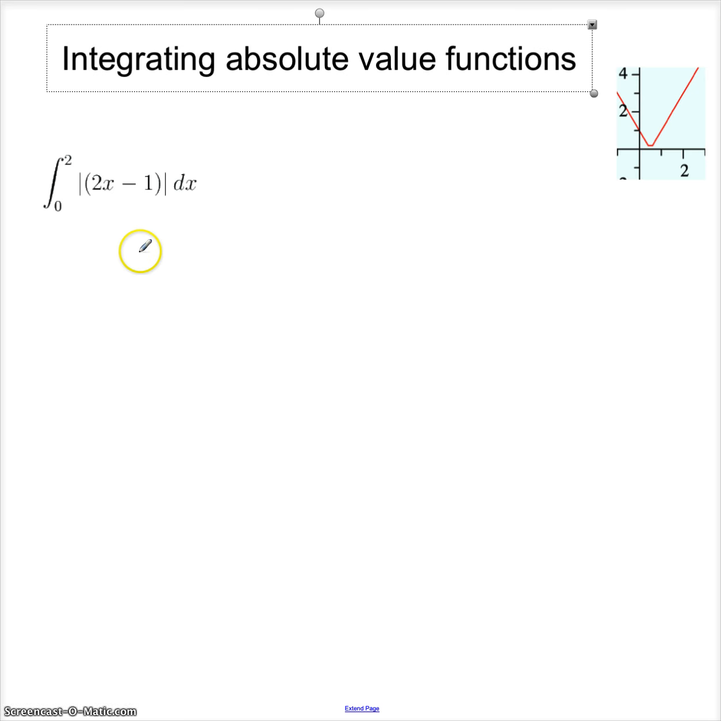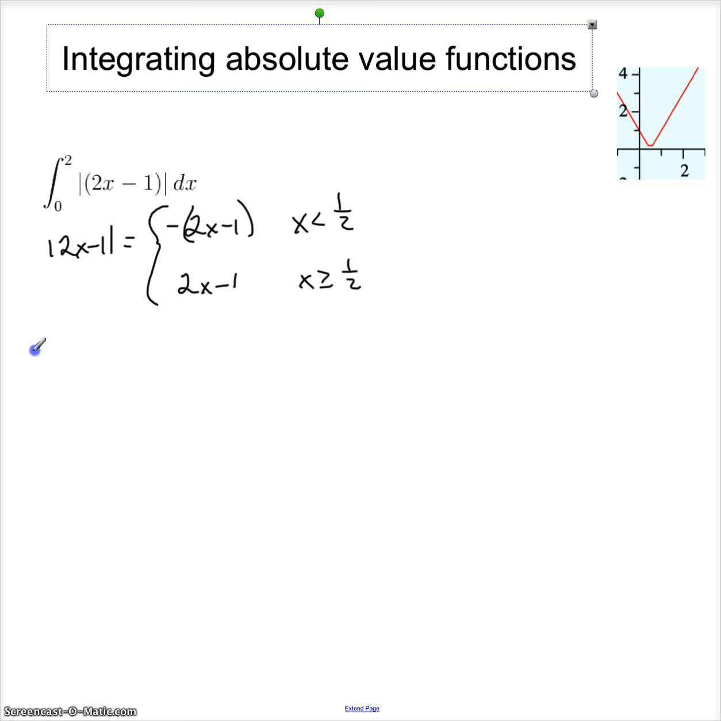Now, what do you do if you're trying to integrate absolute value functions? Well, it's a challenge, but it's not that hard. You just take the function and break it up into its 2 components. I know the absolute value of 2x minus 1 is equal to minus 2x plus 1, and 2x minus 1, depending upon when this is positive and negative. When x is less than 1/2, it's equal to minus 2x plus 1. And when x is greater than or equal to 1/2, it's equal to 2x minus 1.